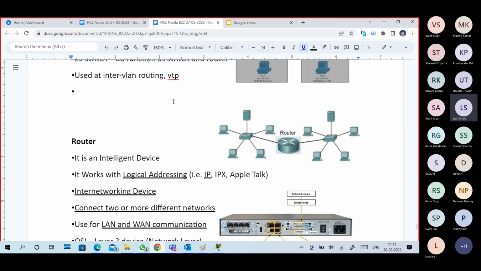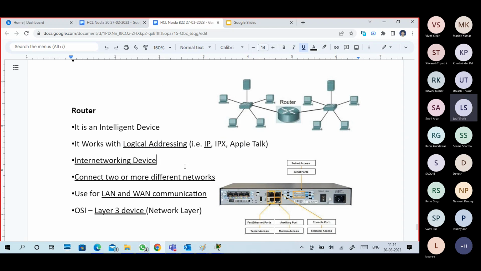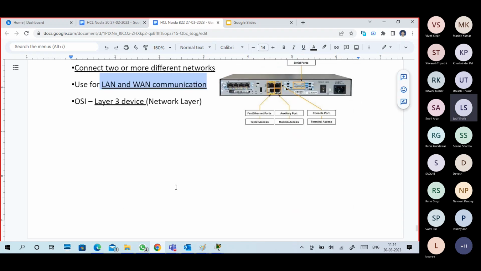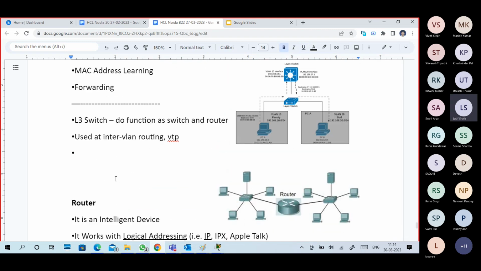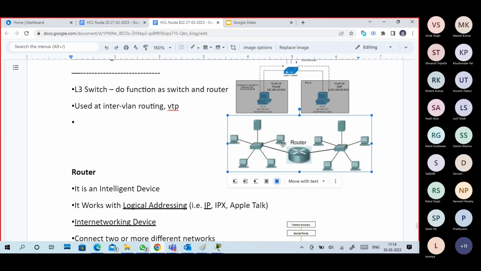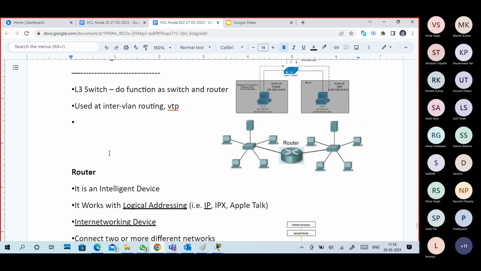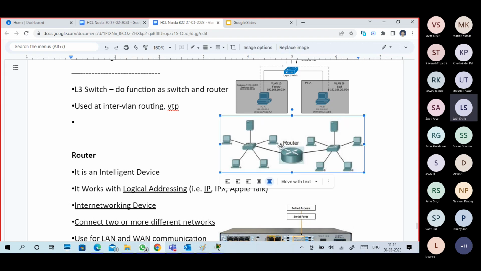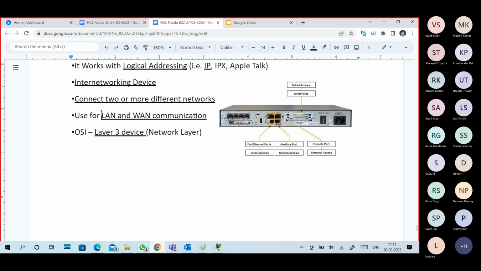Router is an internetworking device. Internetworking means communication between two or more different networks. So router makes communication between different networks. It connects and communicates between different networks. Router is used for both LAN and WAN communication, and OSI layer-wise, it is a layer 3 device, network layer.